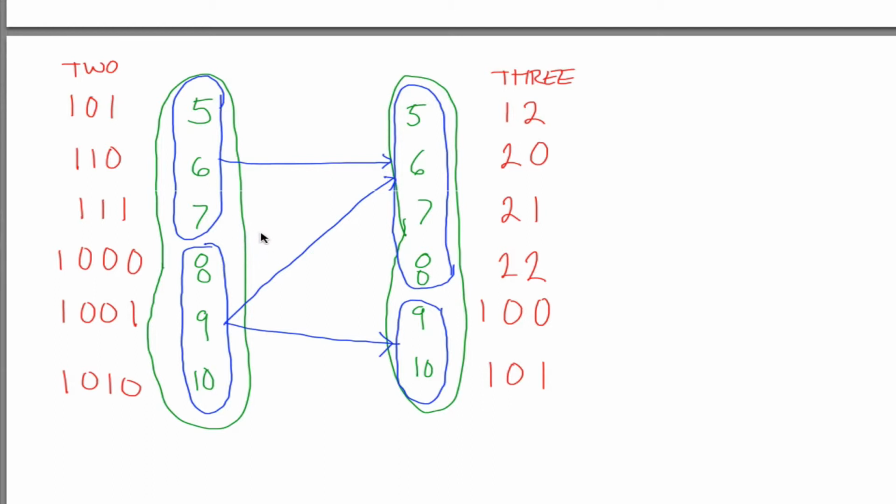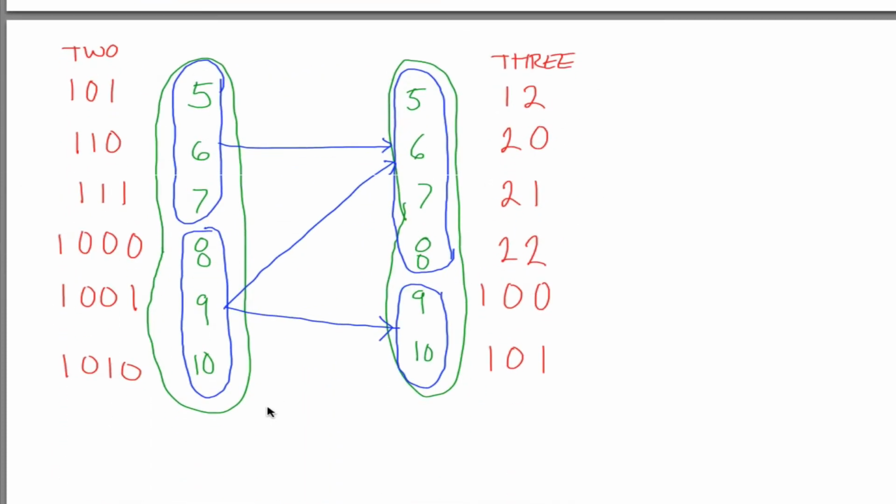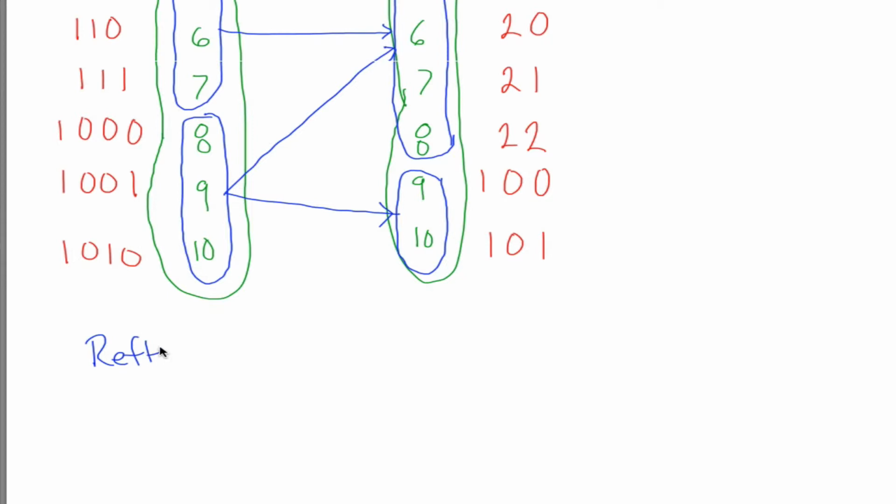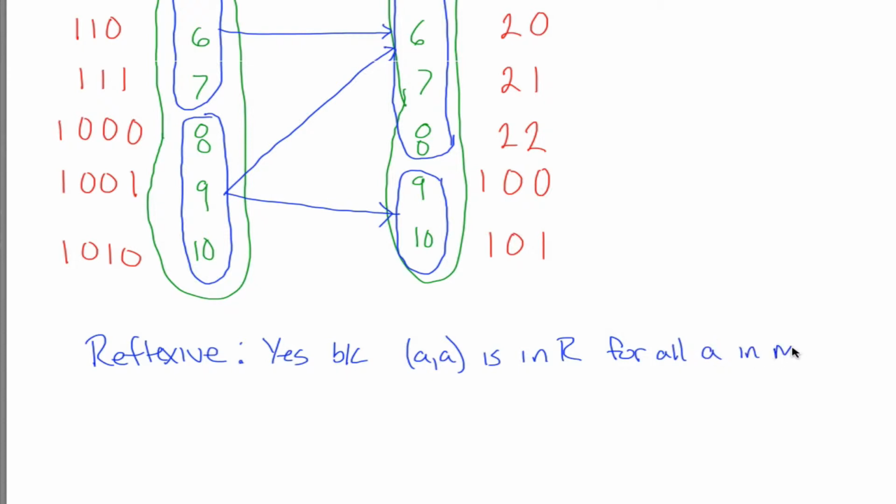The first question is, is it reflexive? Well, it's reflexive if there's an arrow from 5 to 5, there is. 6 to 6, there is. 7 to 7, there is. 8 to 8, there is. 9 to 9, there is. And 10 to 10, there is. Reflexive? I would say yes. And the reason why is because (A, A) is in my relation for all A in my set. What I'm saying is for any element you choose, there's an arrow from that element to itself. Well, symmetric.